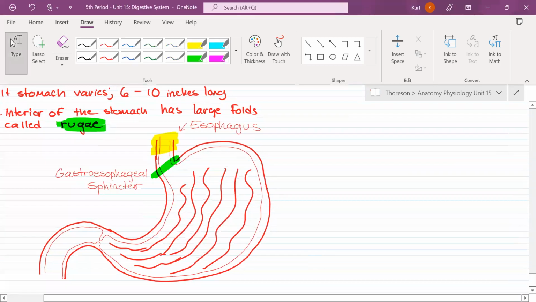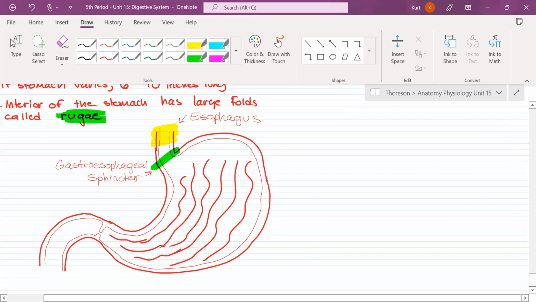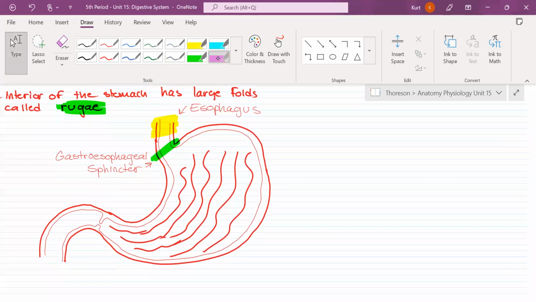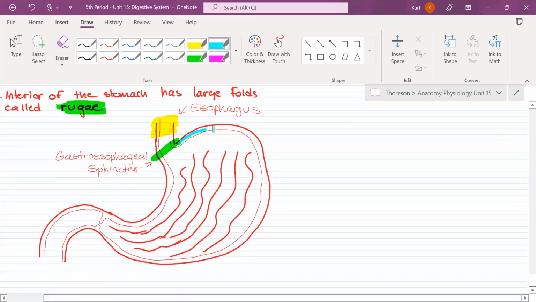Okay. Next, this large area at the top of the stomach, right over here that I'm highlighting in blue, this part of the stomach actually has a name, and you're going to need to know this one. This part of the stomach is called the fundus.